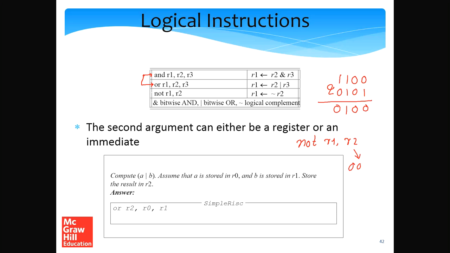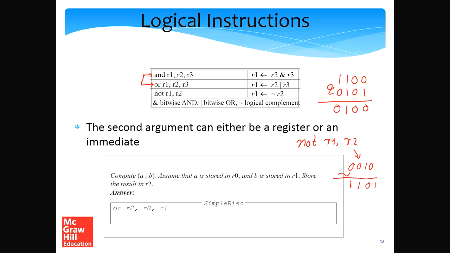So when we say NOT R1, R2, what this essentially means is that let's say the value of R2 is 0 0 1 0. We take a NOT of it. Once we take a NOT of it, this becomes 1 1 0 1. So the second argument in this case can either be a register or an immediate, the second source argument.